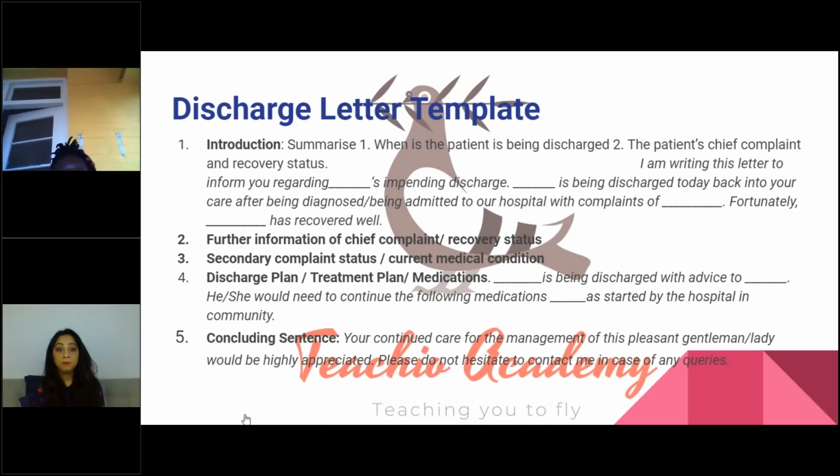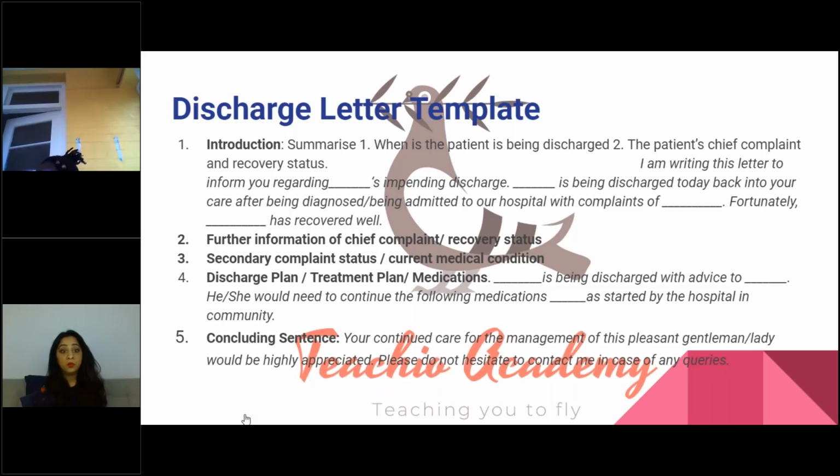Okay. Then your third paragraph will be their secondary complaint status. So if they've come in with, for example, abdominal pain, and they also had a new diagnosis of atrial fibrillation, that will be in your third paragraph. So that would be the secondary complaints. For nurses, if they're being discharged after being admitted to the hospital with diabetic ketoacidosis, and their secondary complaints are hypertension, which you've treated, that would be your secondary complaint status. So if they were admitted with the hospital with diabetic ketoacidosis, but you also found them to have hypertension, so the diabetic ketoacidosis will be your chief complaint, and your secondary complaint would be your hypertension. This is applicable to both nurses and doctors.